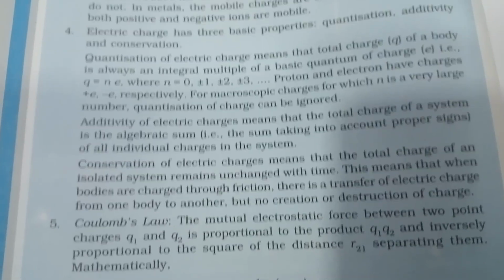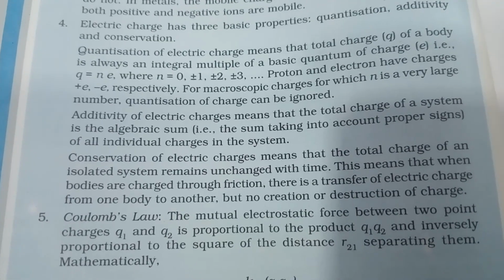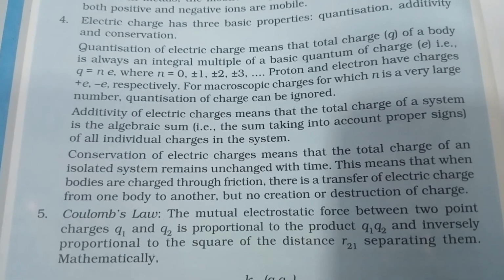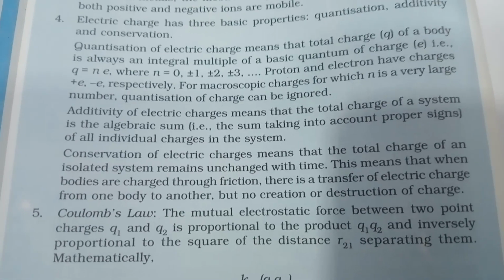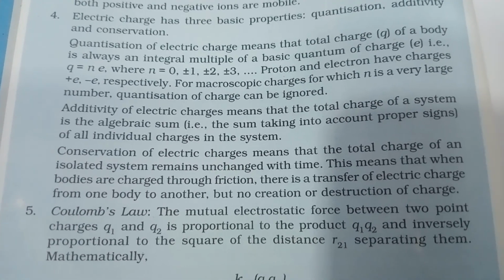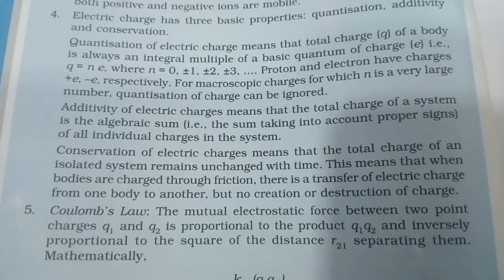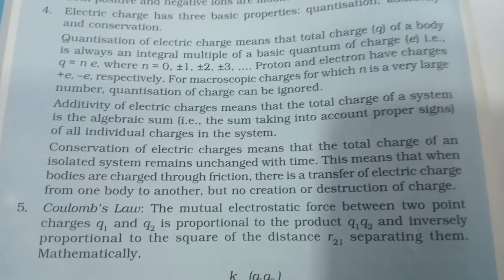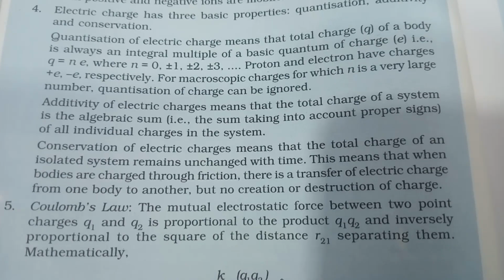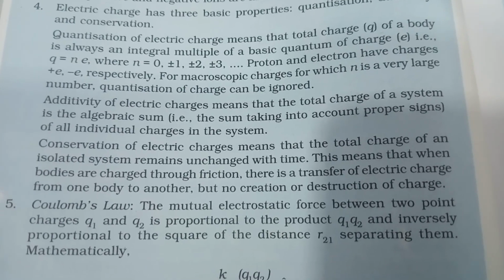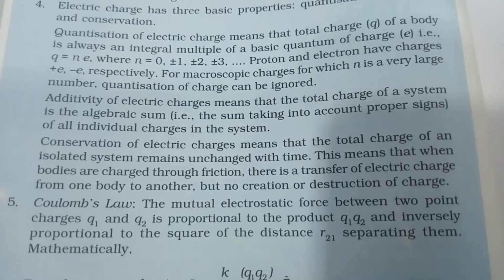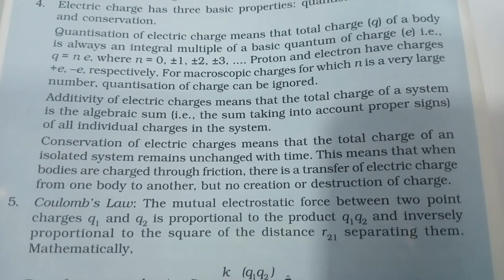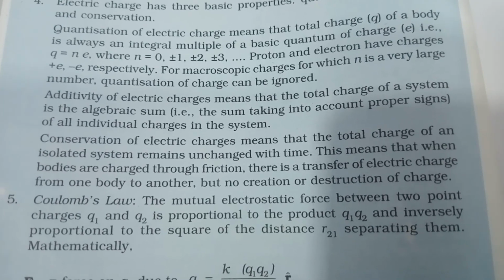Quantization of electric charge means that total charge Q of a body is always an integral multiple of a basic quantum of charge, that is Q is equal to ne, where n is 0, plus or minus 1, and so on. Proton and electron have charges plus e and minus e respectively. For macroscopic charges, for which n is a very large number, quantization of charge can be ignored.